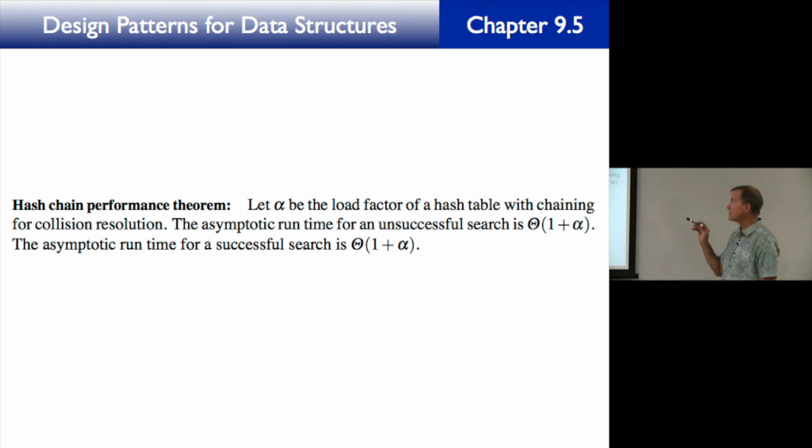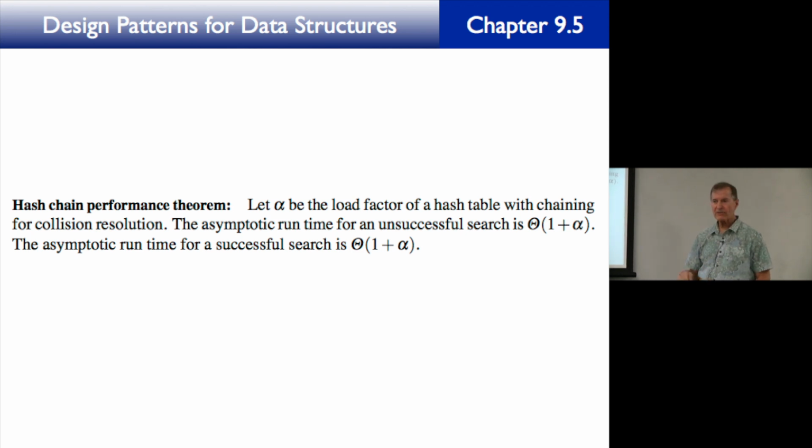So look, let's remember this: the hash chain performance theorem. Let alpha be the load factor of a hash table with chaining for collision resolution. The asymptotic runtime for an unsuccessful search is big theta of 1 plus alpha, and the asymptotic runtime for a successful search is big theta of 1 plus alpha also.